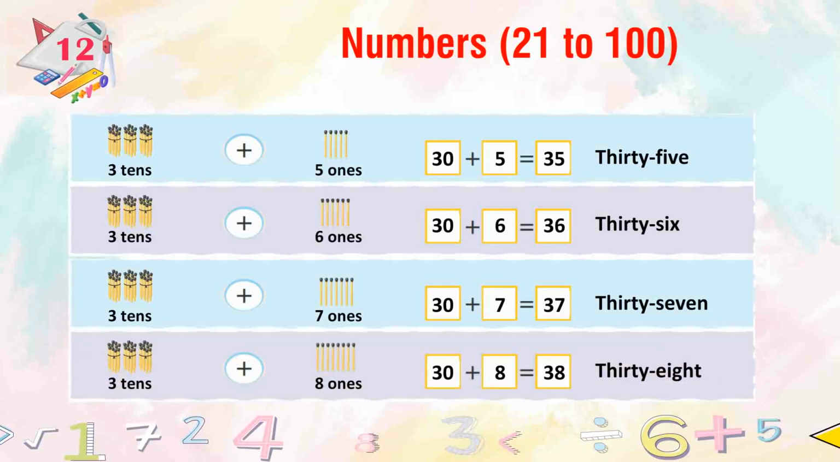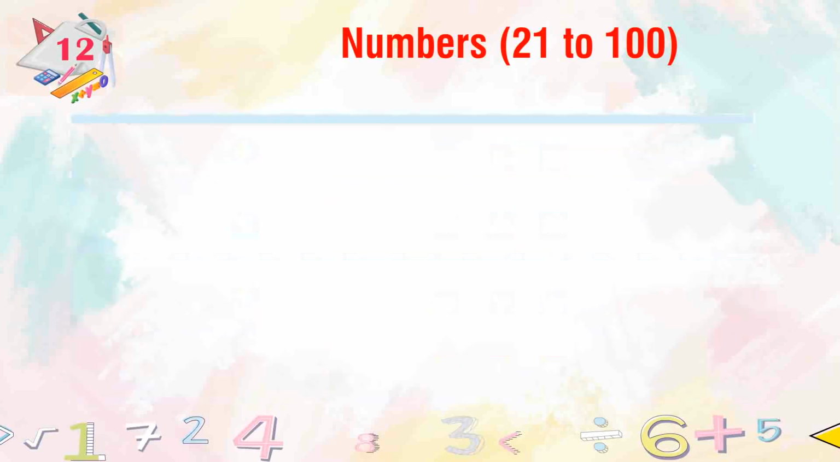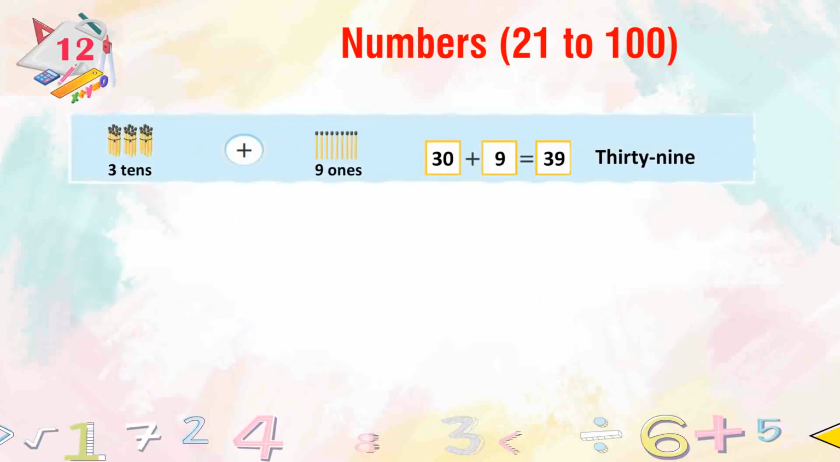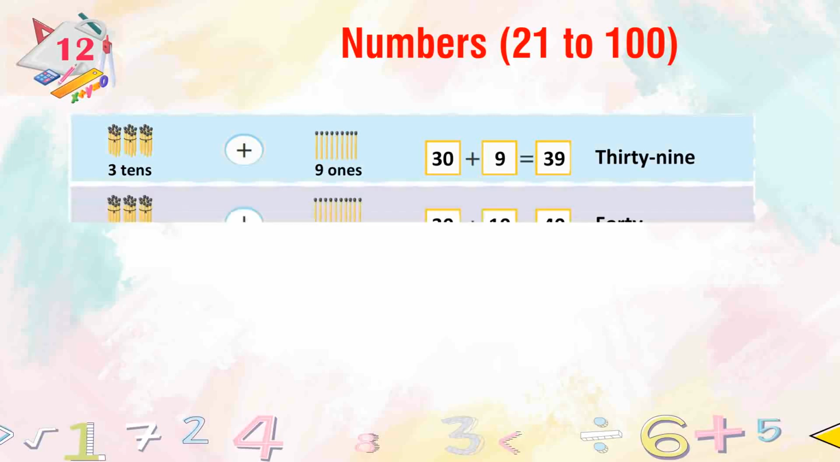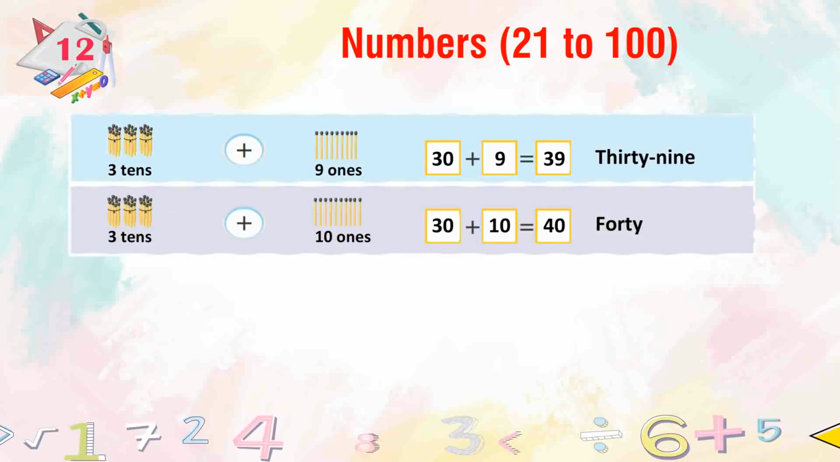Three tens plus 8 ones, 30 plus 8 is equal to 38. Three tens plus 9 ones, 30 plus 9 is equal to 39. Three tens plus 10 ones, 30 plus 10 is equal to 40.